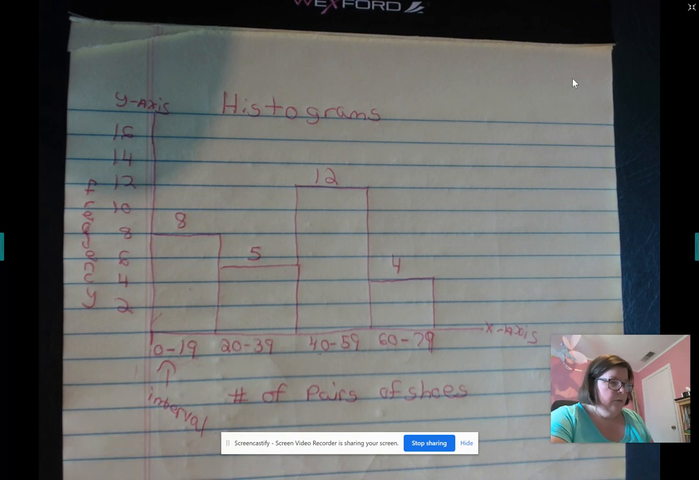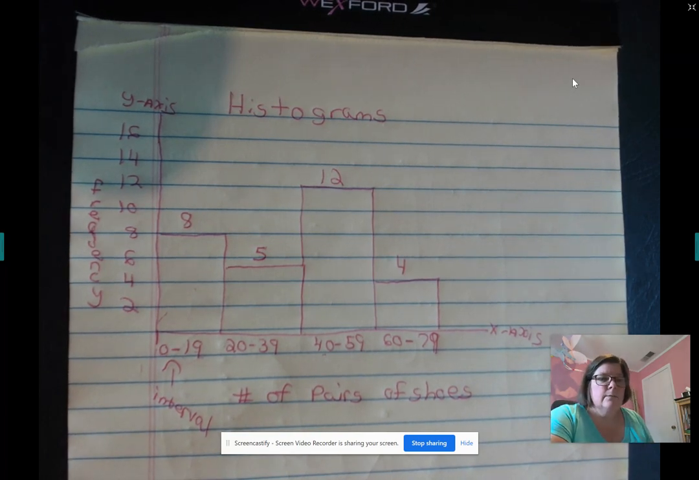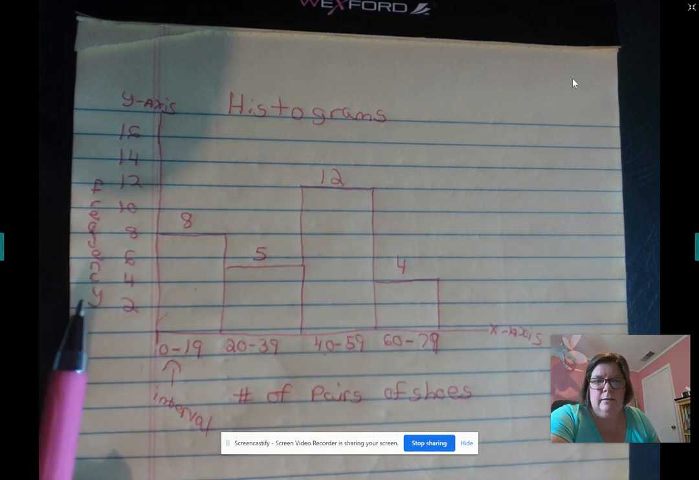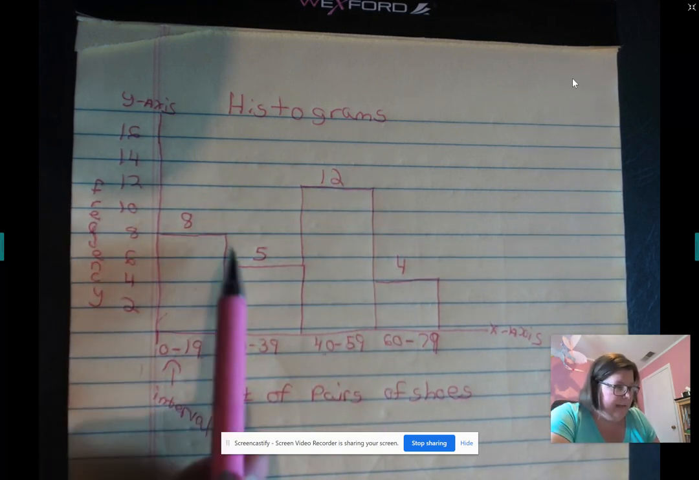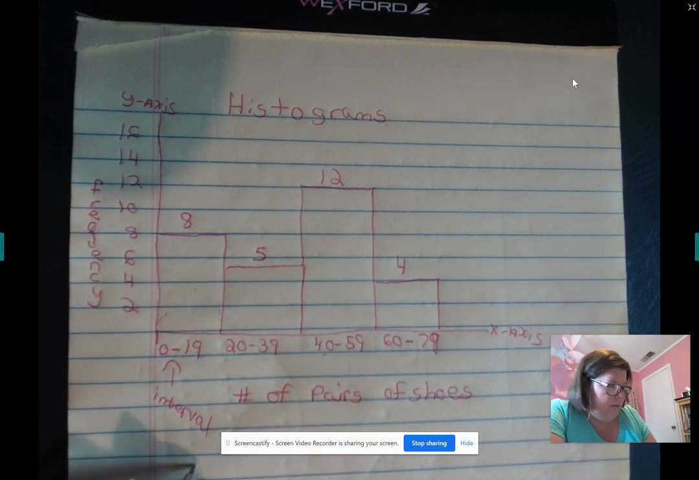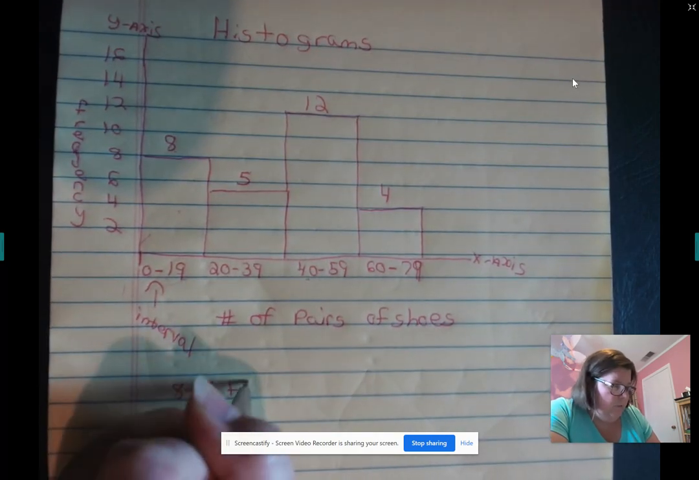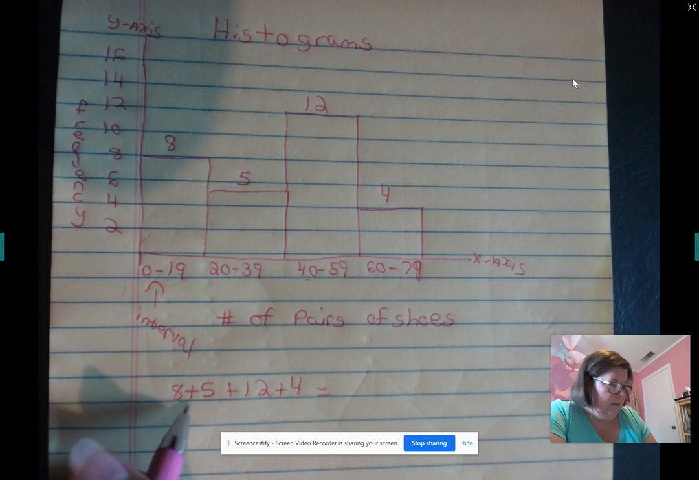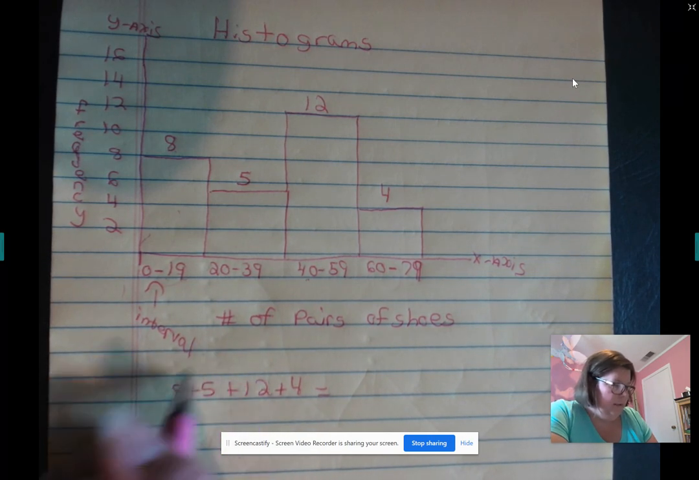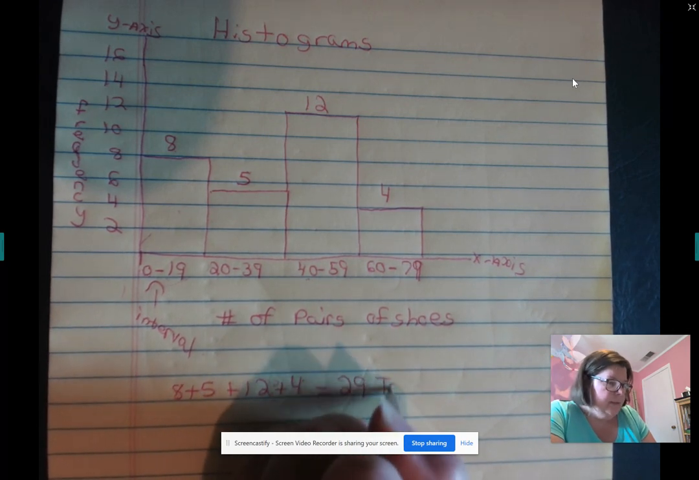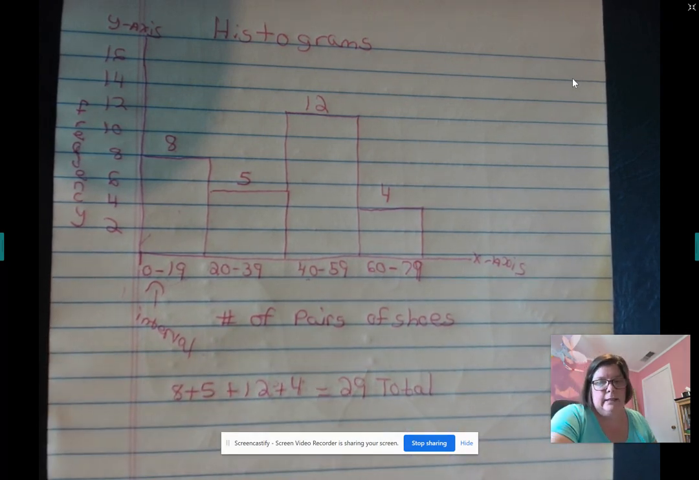Okay? So the things I could ask you about histograms are, like first I could say, how many total people were surveyed? To get that, you have to add up the frequency number of all the bars. So I would have to say 8 plus 5 plus 12 plus 4 to get the total. And I would say 8 plus 12 is 20. 24 plus 5 is 29. So I asked 29 total people.